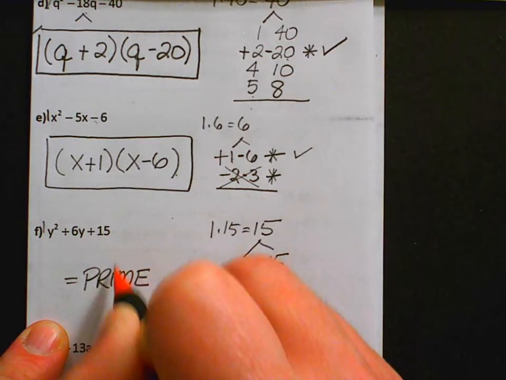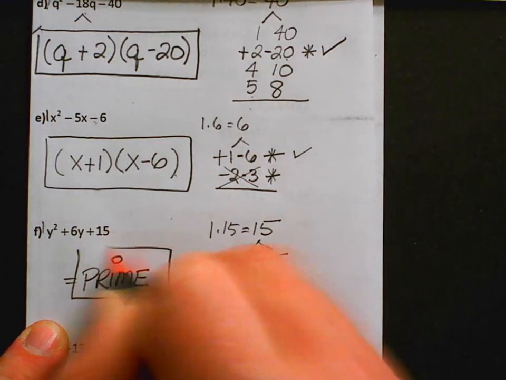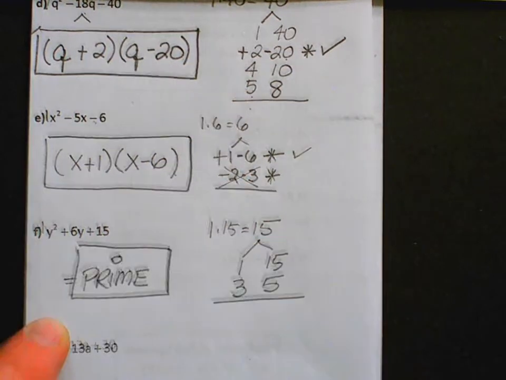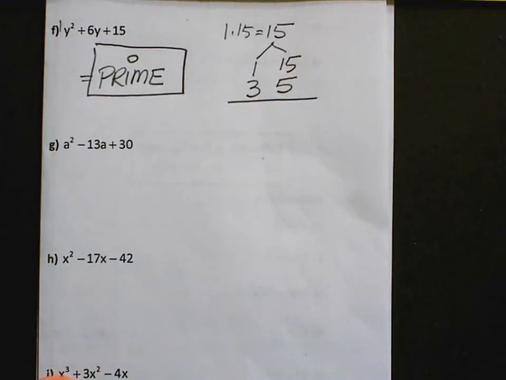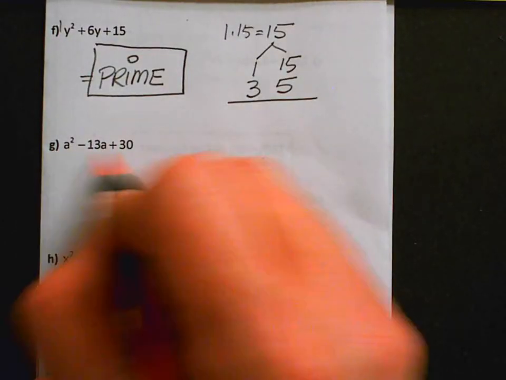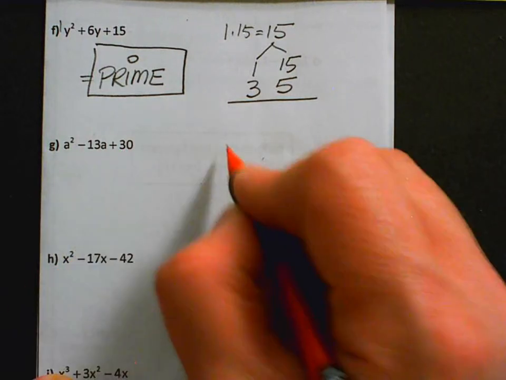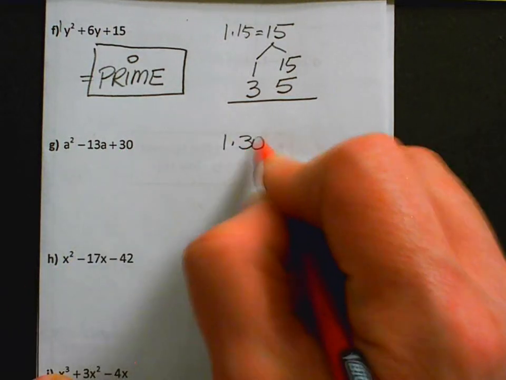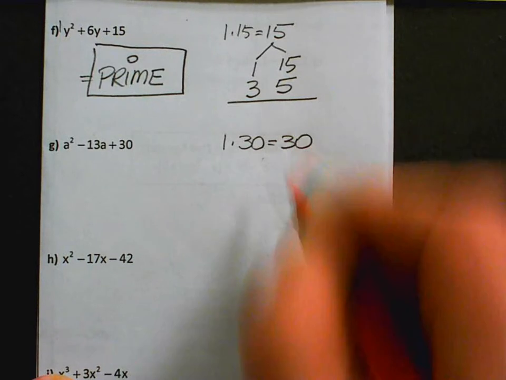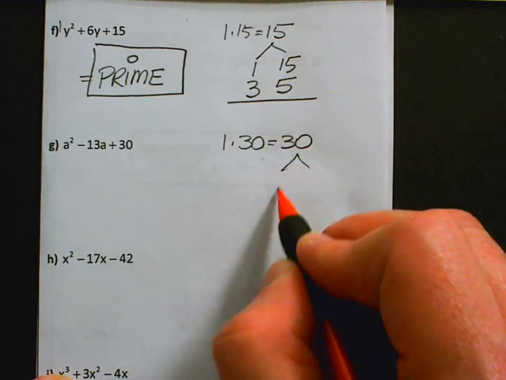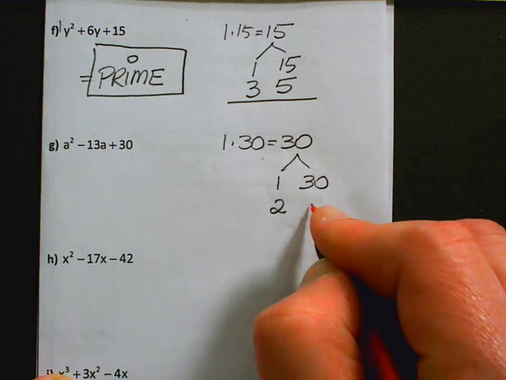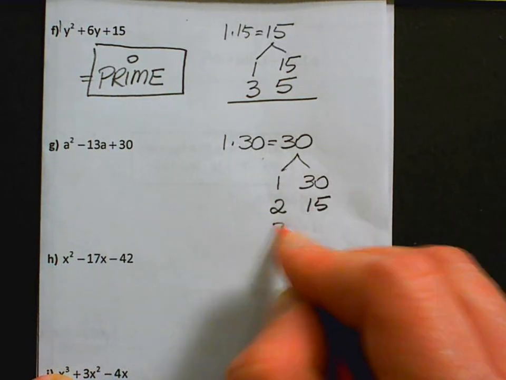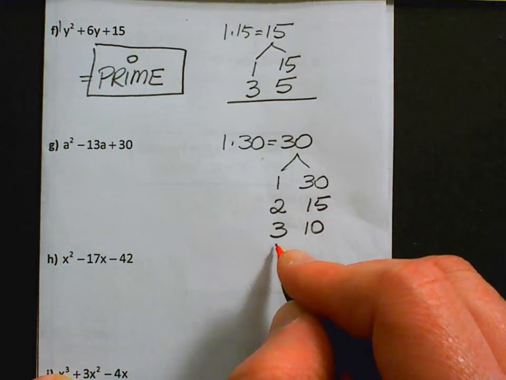Alright, very well. Let's go on to the next one. Next one, there's nothing I can factor from all three. So let's multiply 1 times 30 equals 30. Numbers that give me 30 are 1 and 30, 2 and 15, 3 and 10. 4 does not go into it. 5 and 6. And that's it.